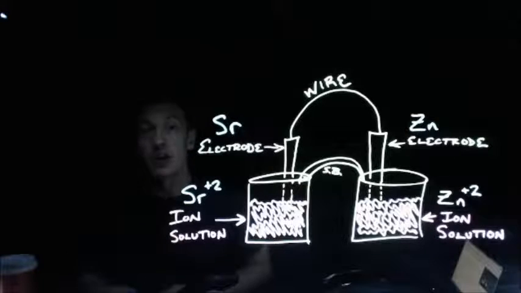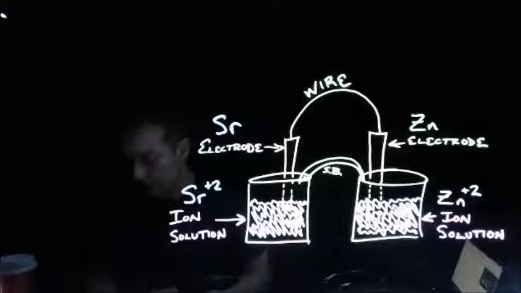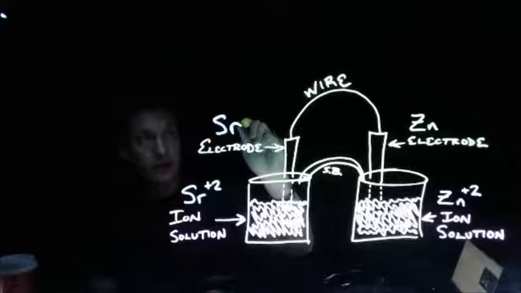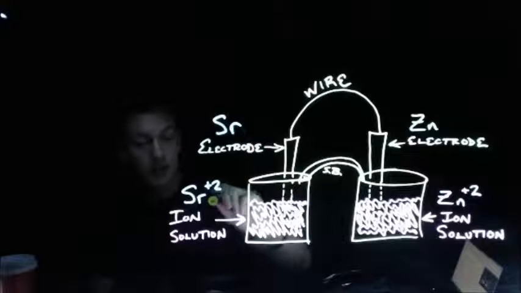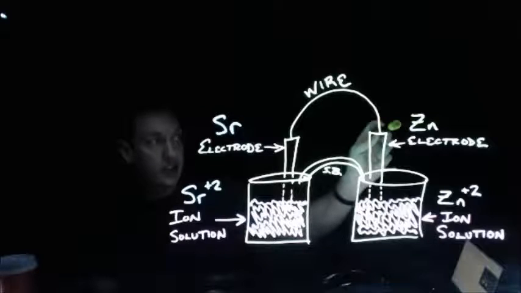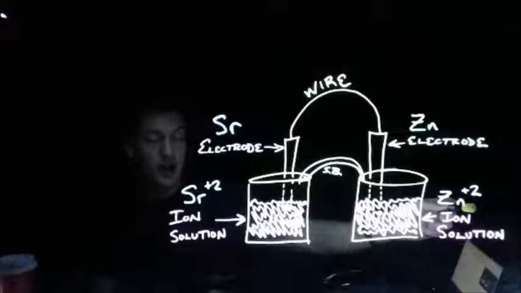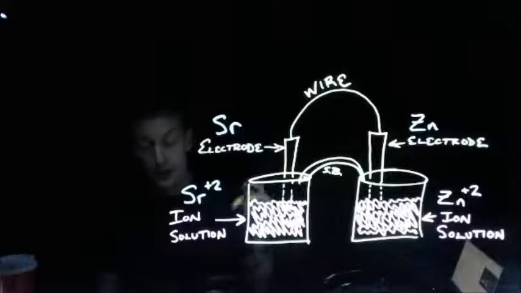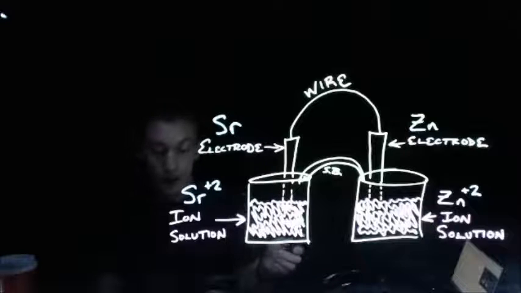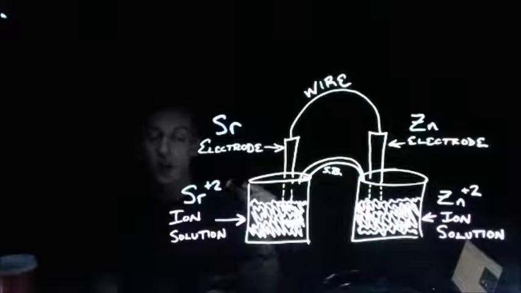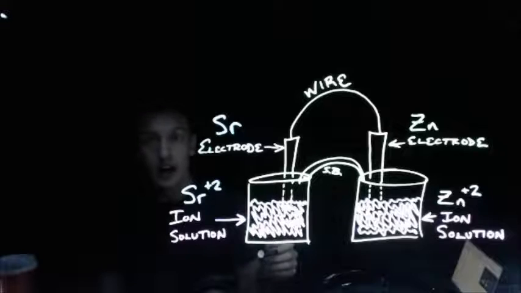All right, so this is going to be another voltaic cell problem. We have strontium and strontium plus 2 ion. We have zinc and we have zinc plus 2 ion. And so the first thing you're going to have to do is go to a standard reduction table and figure out what's going to be our reduction and what's going to be our oxidation.